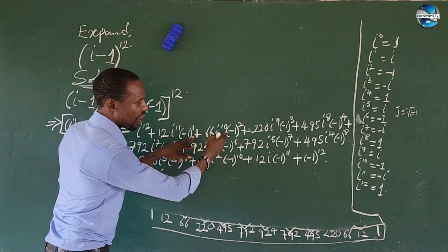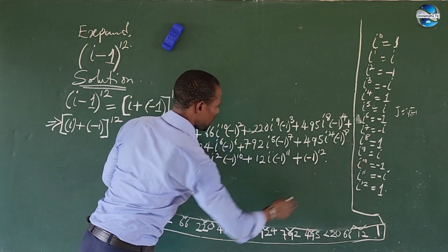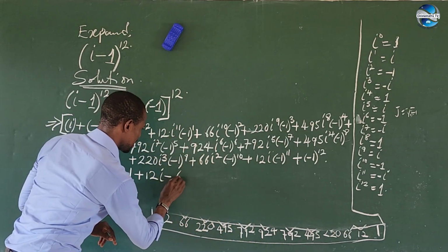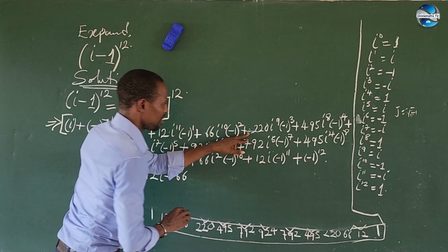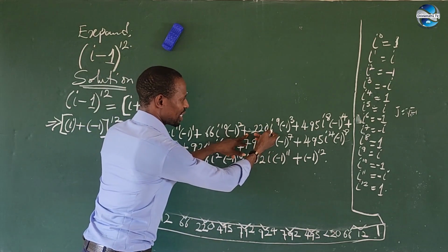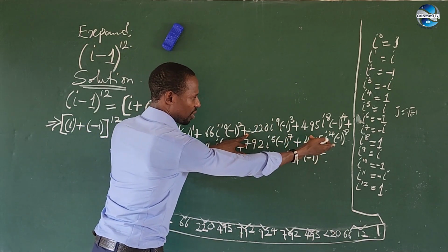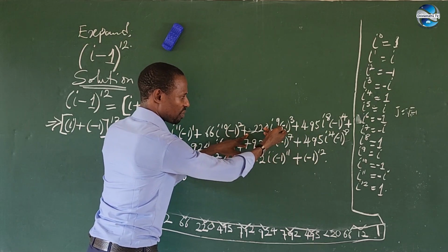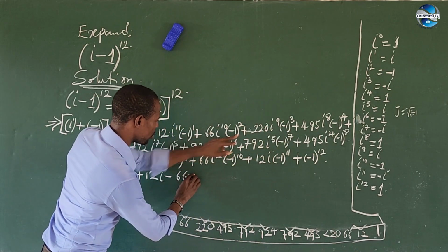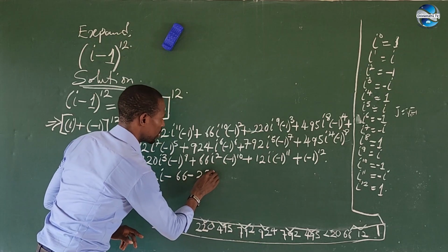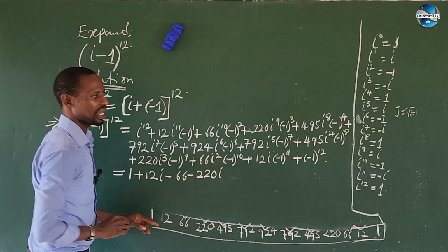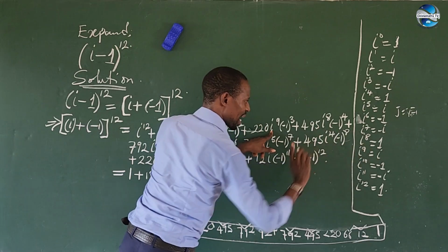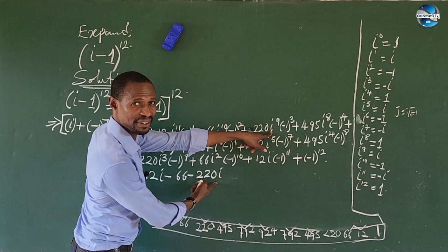The iota to the power of 10 is what? Here we have minus 1, so this will give us minus 6. We come to this other side. Iota to the power of 9 is what? Positive iota. And here we're going to have minus 1 from here, so we're going to have minus 22 iota. Remember we said iota to the power of 9 will give us iota, hence this iota will still reflect here.